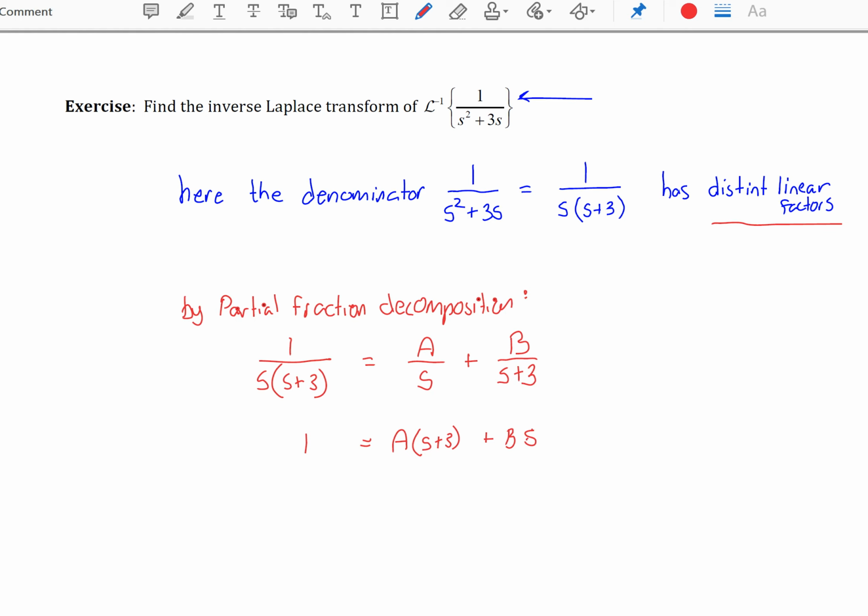Now, if we let s equal 0, then it makes this factor disappear. And if s is equal to 0, the left-hand side is 1. And if s is equal to 0, the right-hand side ends up being just 3a, which tells us a has to be 1/3.